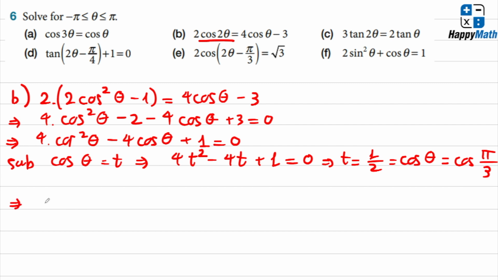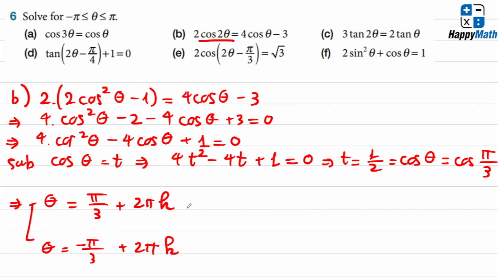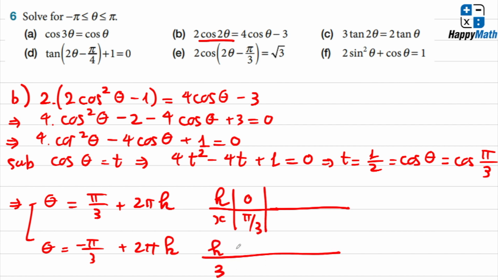So you got two formulas, theta equal to pi over 3 plus 2 pi k directly, and the next one is minus pi over 3 plus 2 pi k like this one, and between minus pi and pi. Okay, k and x. K equal to minus 1, no. 0, yes. Pi over 3. And how about 1? No.